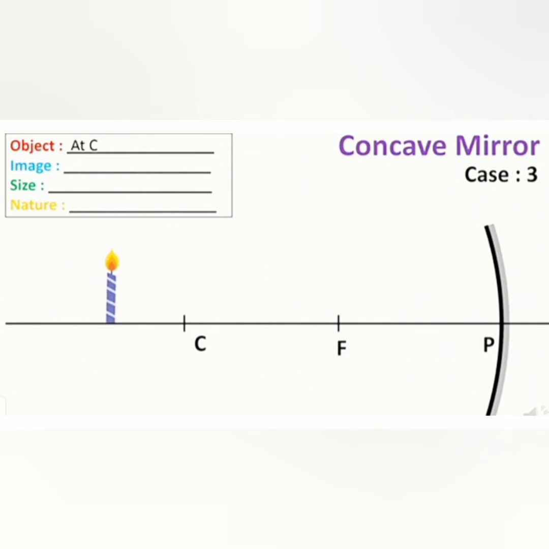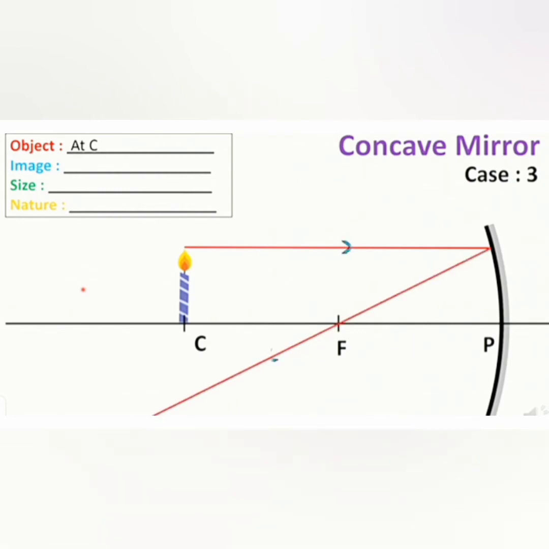Now the object will be at C, that means the center of curvature. Now one light ray falls on the mirror from the object, parallel to the principal axis. After reflection, it will pass through the focus. Another ray passes through the focus and reflects parallel to the principal axis.